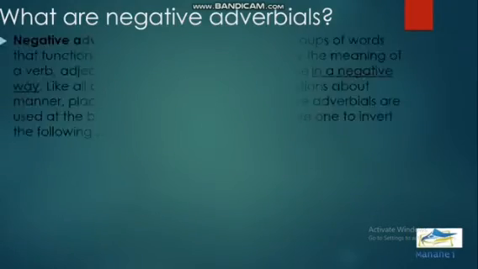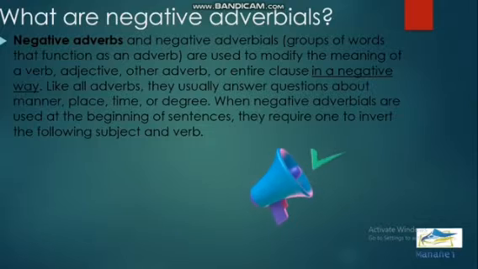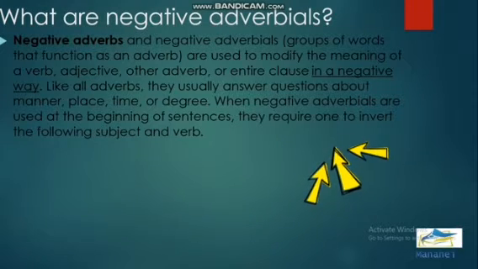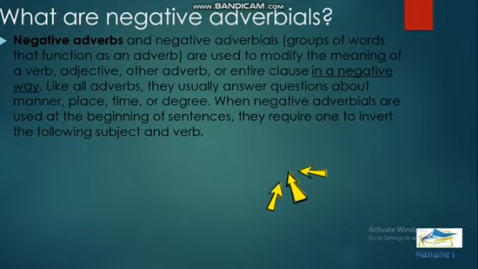What are negative adverbials? Negative adverbs and negative adverbials are a group of words that function as an adverb and they are used to modify the meaning of a verb, adjective, other adverb or an entire clause in a negative way. So their main purpose is to give a negative impact or effect to a verb or an adjective or another adverb and so on. Like all adverbs, they usually answer questions about manner, place, time or degree.